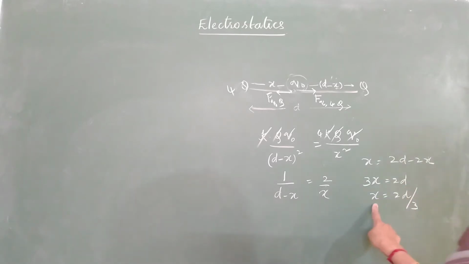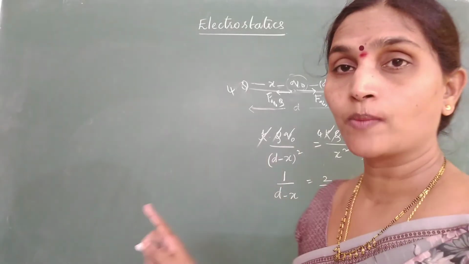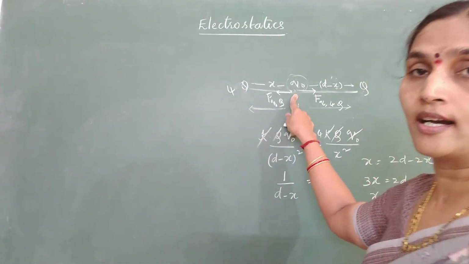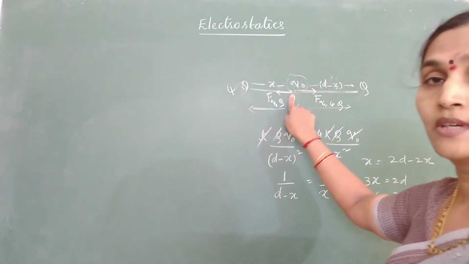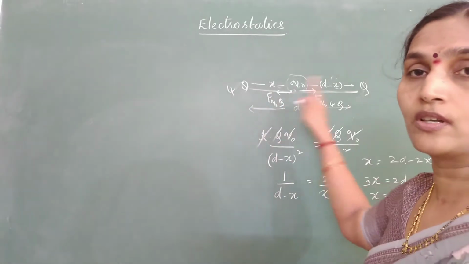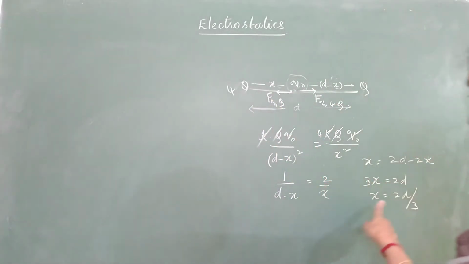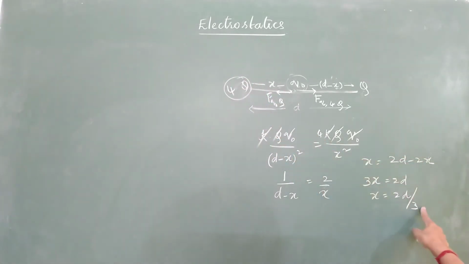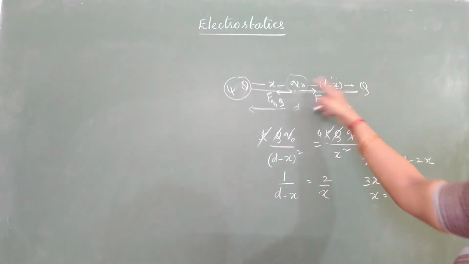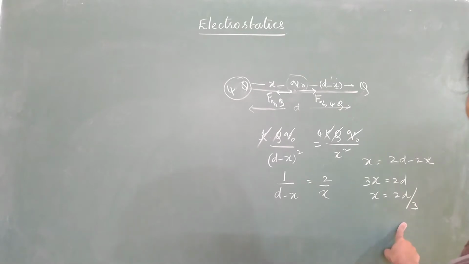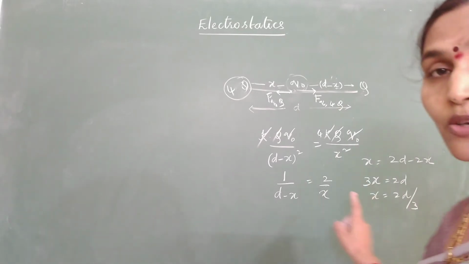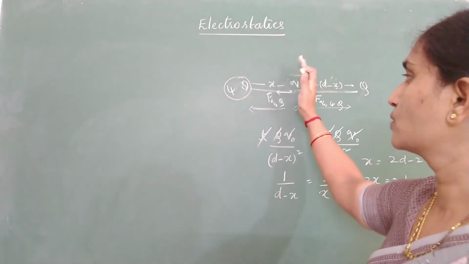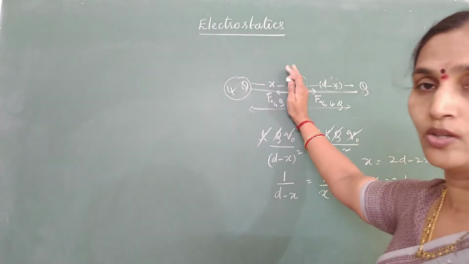But from where you are measuring this distance is important. Read the option carefully. Sometimes they give you the distance from Q, otherwise in the options you will have the distance from 4Q. One is from 4Q, another is from Q. I have given you the answer from 4Q. It is at a distance 2d by 3. From Q you will get the distance as d divided by 3. So be careful when you are marking the options, for finding out a point where the net force acting on Q naught is 0.